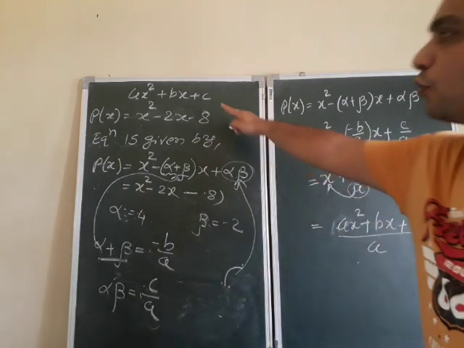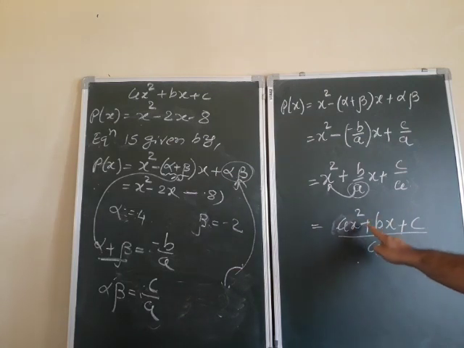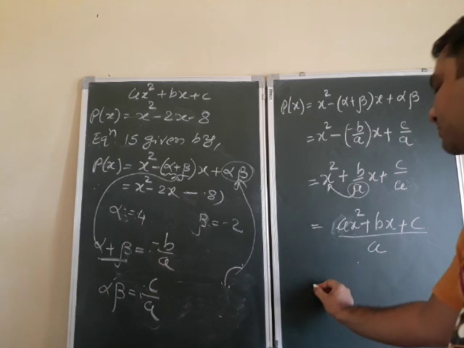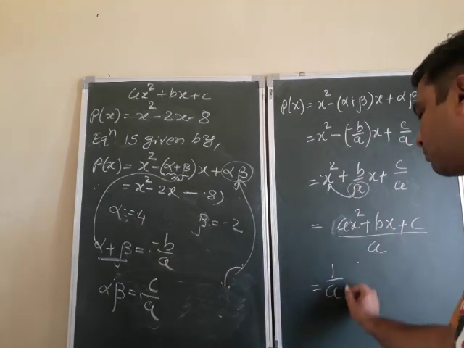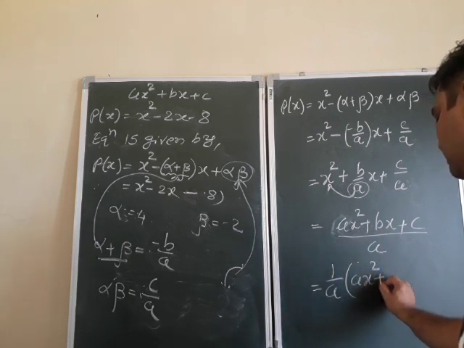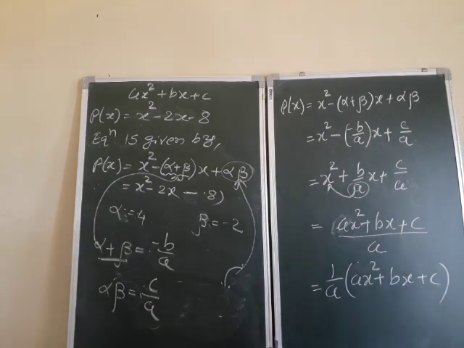So see, what is your quadratic original equation? Ax square plus bx plus c. You are getting ax square plus bx plus c by using this, but you are getting one more thing. See, this equation can I write in this way? This is 1 upon a in bracket ax square plus bx plus c. Chaliye, ready? Followed or not? So this is 1 upon a in bracket this.